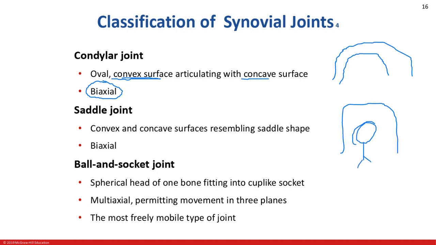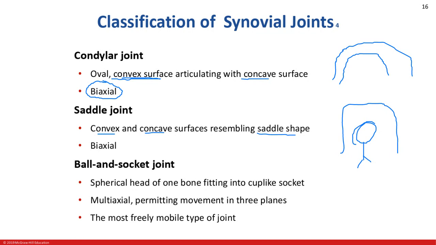Saddle joint. Again, think of putting two saddles together. I wish I could draw, but I can't. When we put both the convex and concave surfaces together, it'll resemble a saddle, like a horse saddle, and your thumb is a perfect example. Where the phalange and the metacarpal meet with one another, that is a saddle joint. You notice that your thumb has several different movements, so it can move in several different directions.